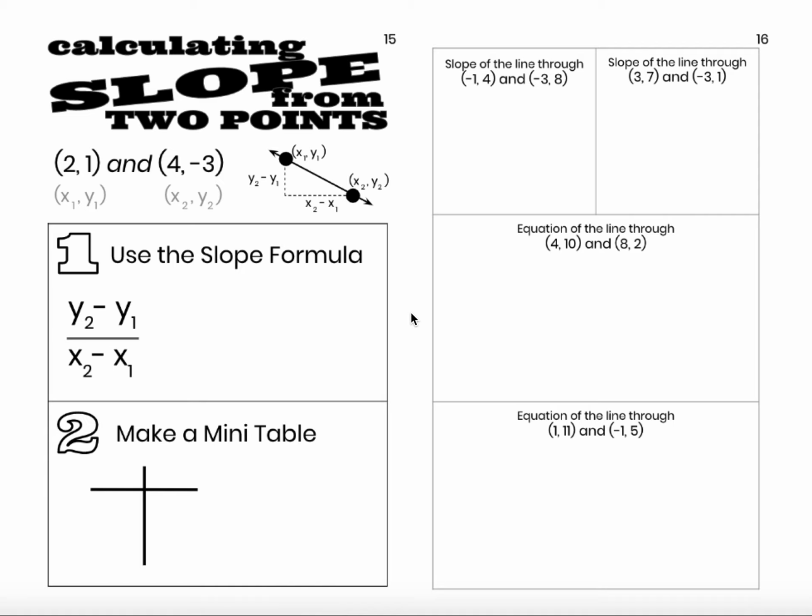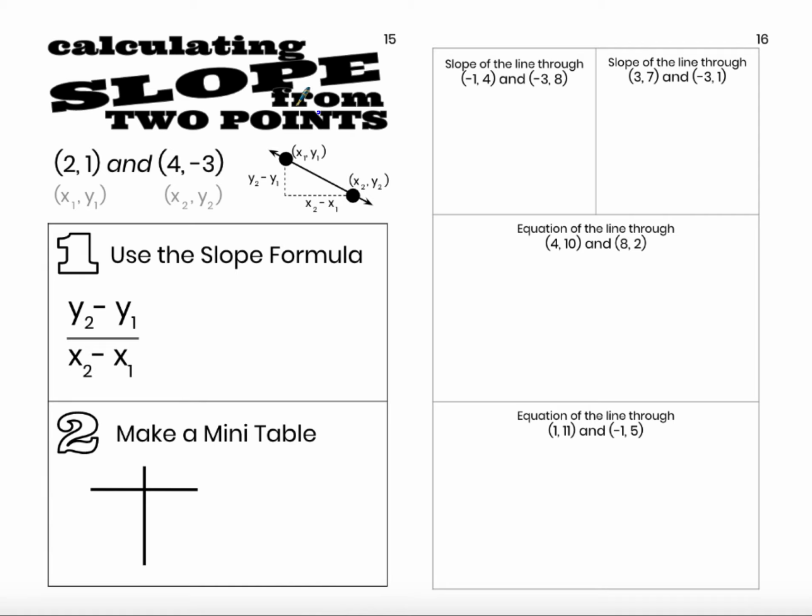On pages 15 and 16 of our Unit 2 notes, we are looking at finding the slope between any 2 points on a line. This is called the slope formula. The slope formula is given as y2 minus y1 divided by x2 minus x1, with the very most common mistake being that you do x2 minus x1 divided by y2 minus y1.